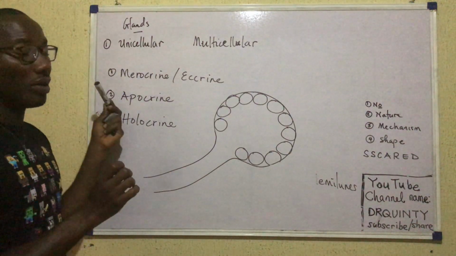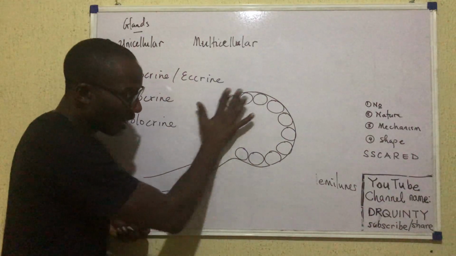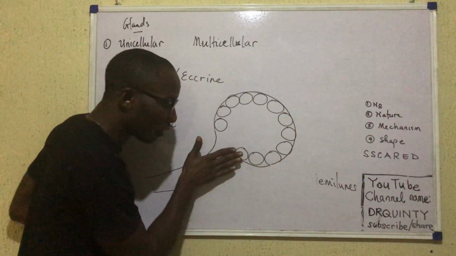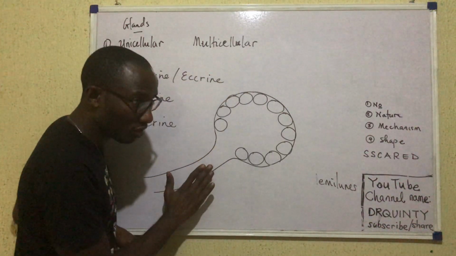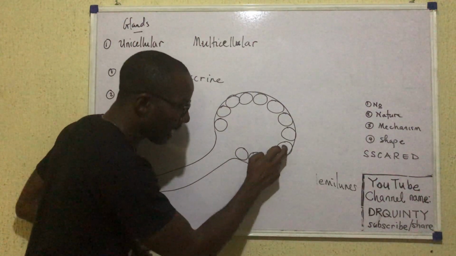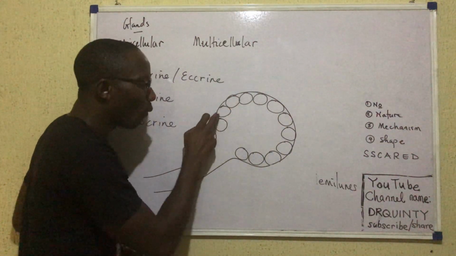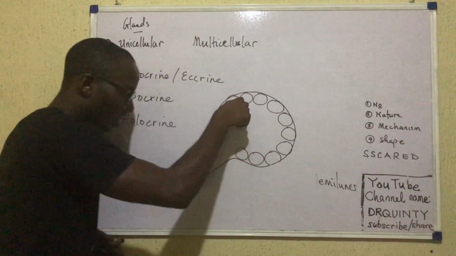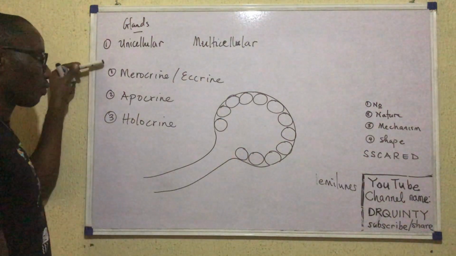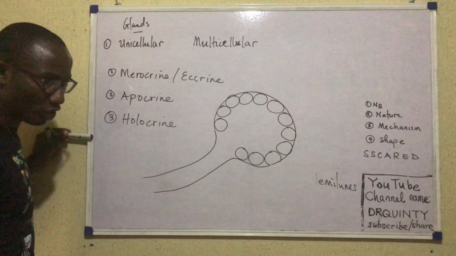We said a unicellular gland is just one cell, but this gland we are looking at now is multicellular because it's made up of many secretory cells. So all these cells are busy secreting right now. When they finish secreting, how will the secretion come out? That's what we mean by mechanism of secretion.